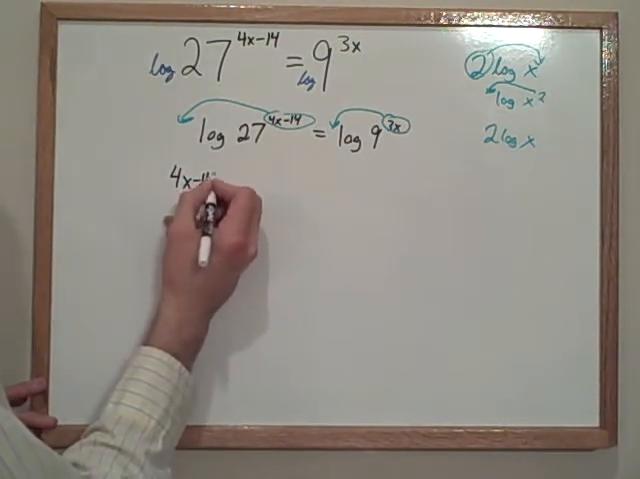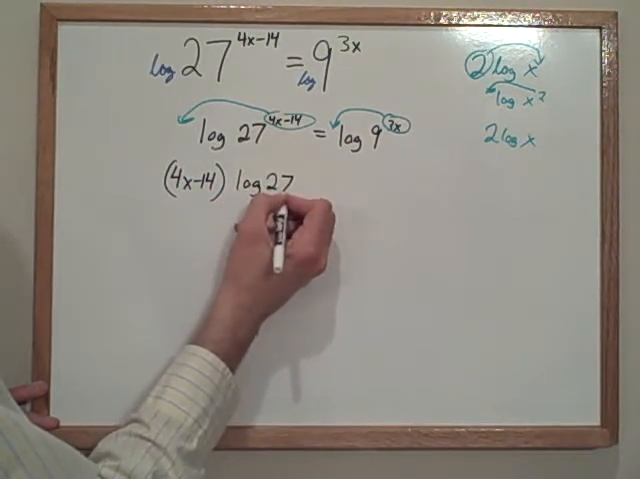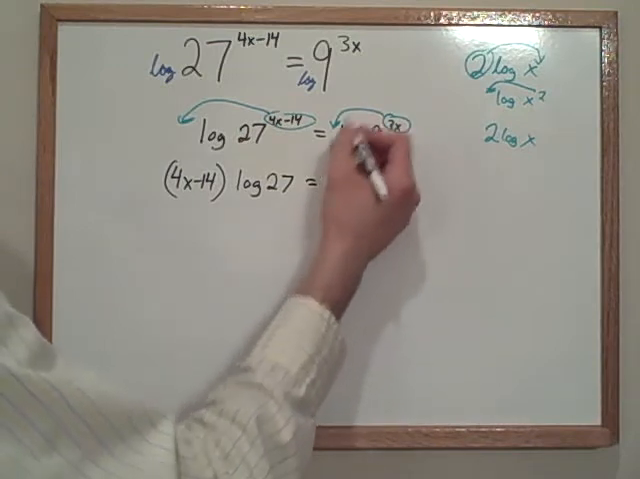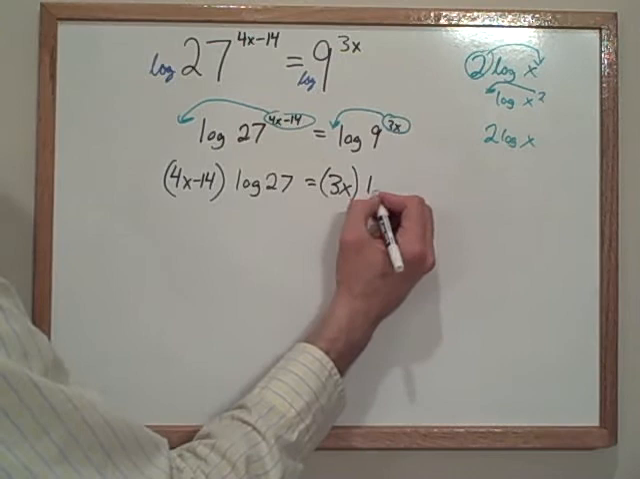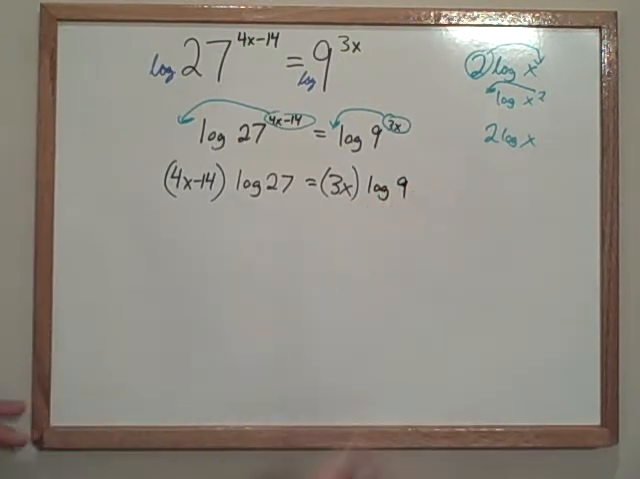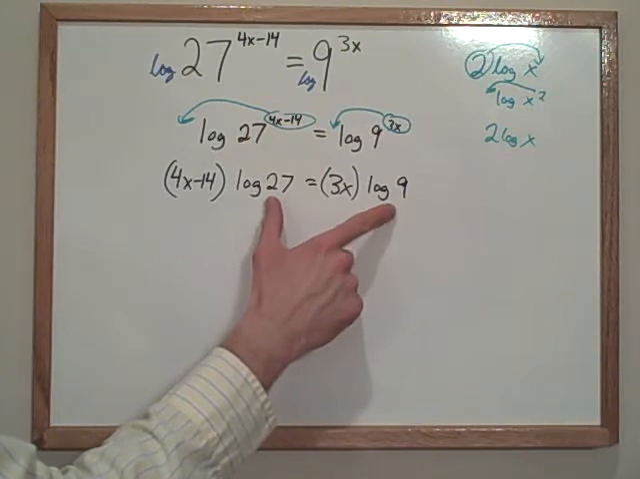4x minus 14, all one big quantity, times the log of 27 equals, 3x comes out front. We'll put it in parentheses just to make it look pretty. Log of 9. Whoa, where in the world are we going to go from here? Well, let me tell you. We have a couple messes. They're going to be ugly decimal messes, but we're going to fix them.